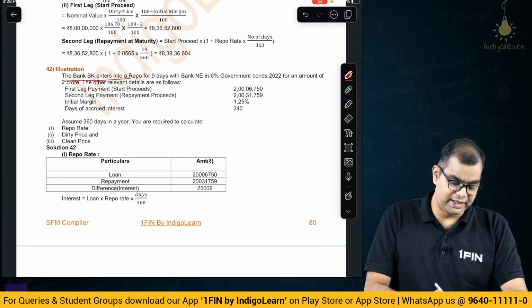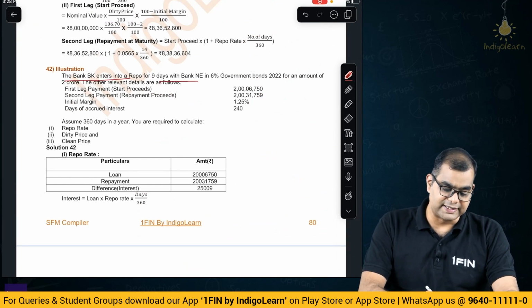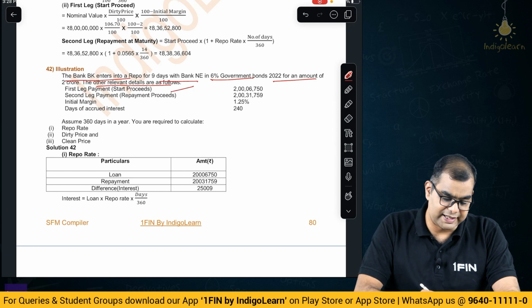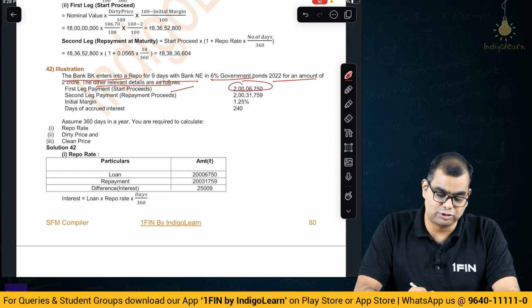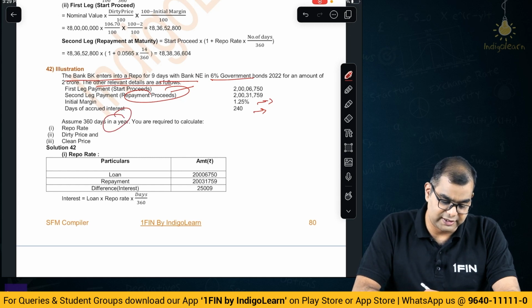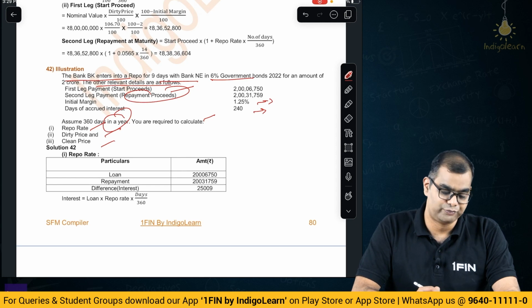BK Bank enters into a repo for 9 days with another bank in 6% government bonds 22 for an amount of 2 crores. The other relevant details are: the first leg is a payment of 200,650. Repayment is 200,31759. Then the initial margin is 1.2 and the days of accrued interest is 240. What is this concept of initial margin? We will see. Assume 360 days in a year. You are required to calculate the repo rate, dirty price and clean price.